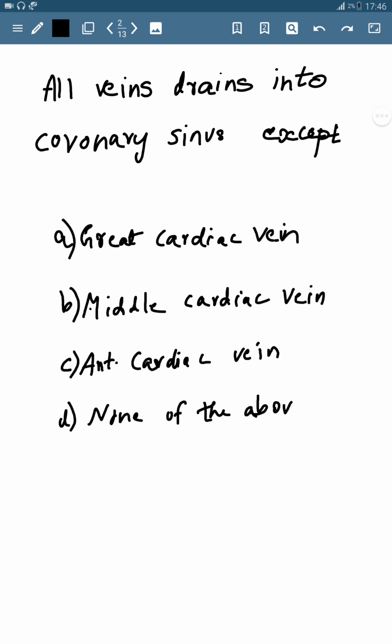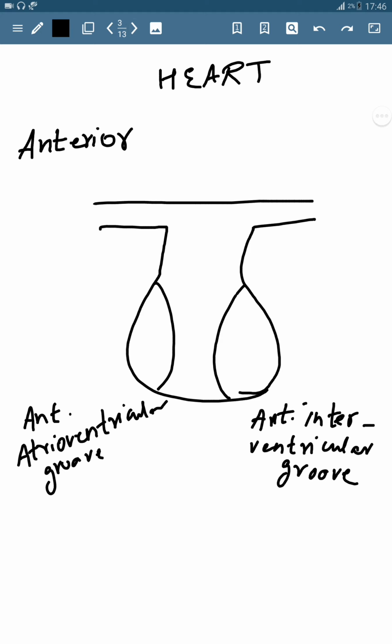In this video we are going to see about the anatomy of the heart. Before going into detail, there is a small MCQ. All veins drain into the coronary sinus except the right cardiac vein, middle cardiac vein, anterior cardiac vein, and none of the above. Watch the full video and comment the answer in the comment box. Let's go in detail. First, anatomy of the heart, anterior side.